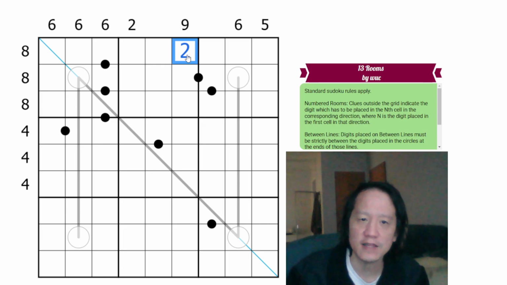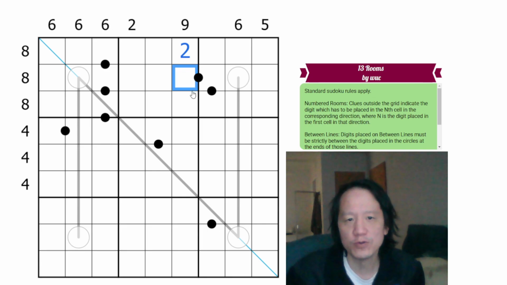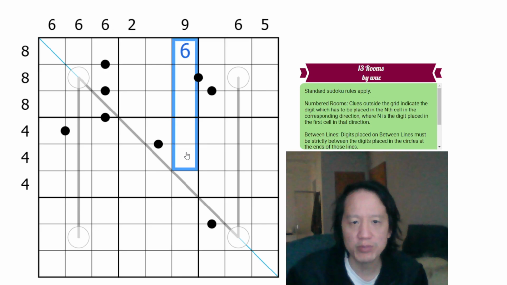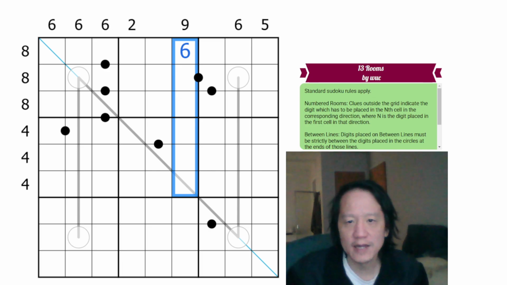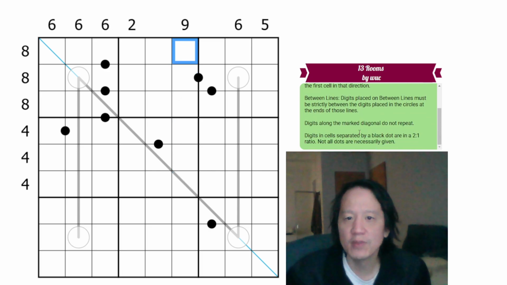And this is an nth cell. N is the first digit here. So therefore, this would have to be 9. Similarly, if this were, say, a 6, that would mean that the 9 has to be placed in the 6th cell. So this would have to be a 9 then, if that's the case. And that's how numbered rooms work.